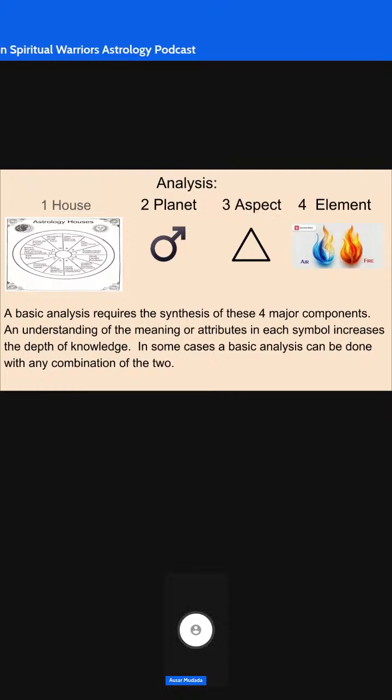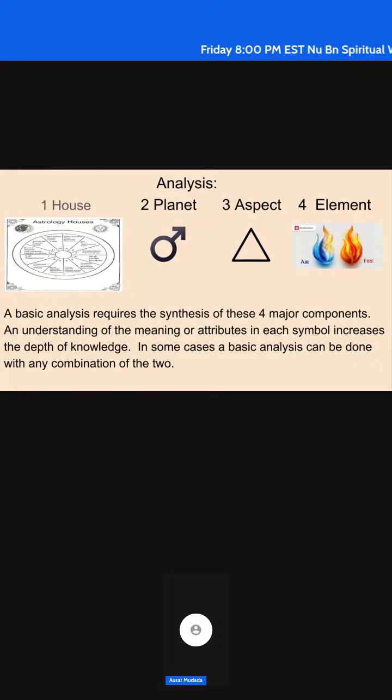Now, in the process of analyzing a chart, there are four basic components that you want to take into consideration. A basic analysis requires the synthesis of these four major components. An understanding of the meaning or attributes in each symbol increases the depth of knowledge. In some cases, a basic analysis can be done with any combination of the two.